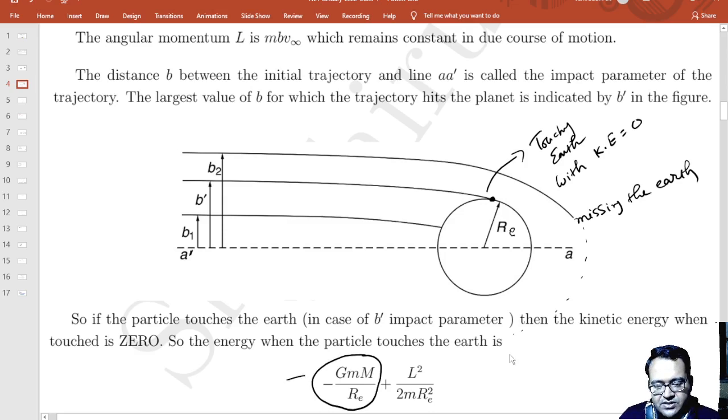This is the gravitational potential energy, minus GMm by r, plus this centrifugal term L square by 2m r square. This will be there. This is the potential energy due to attraction, and this is the potential energy due to mv square by r, L square by 2m r square.